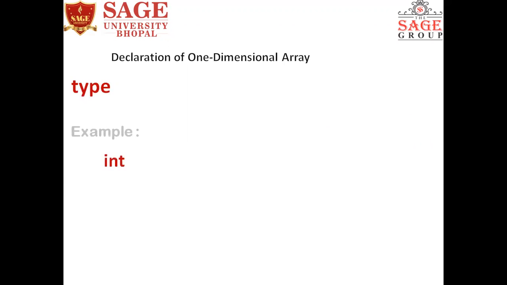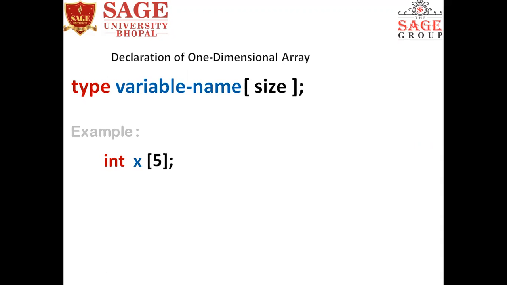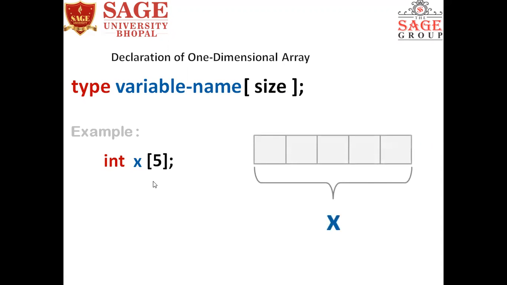First, you have to specify the type of array. In this example, integer is the type of array. Second, you have to provide the variable name. Here x is the variable name, that is the name of your array. And then you have to put the size of array. Here 5 is the size of array. So this will create an array which can store 5 similar data type values.